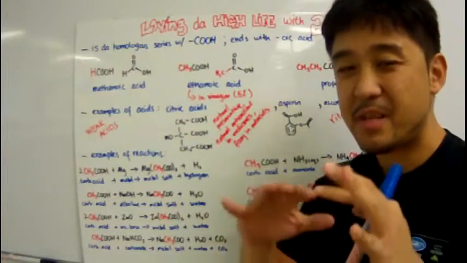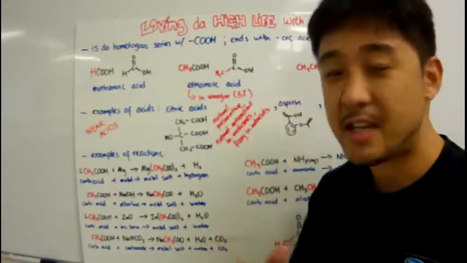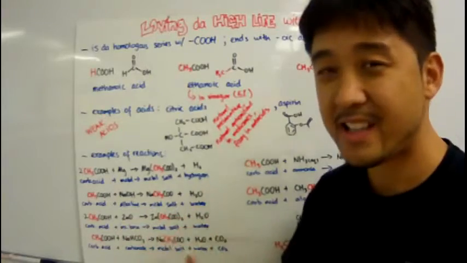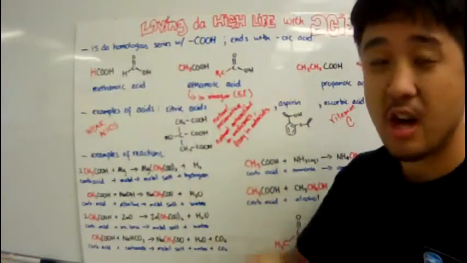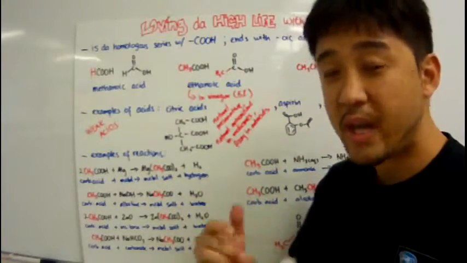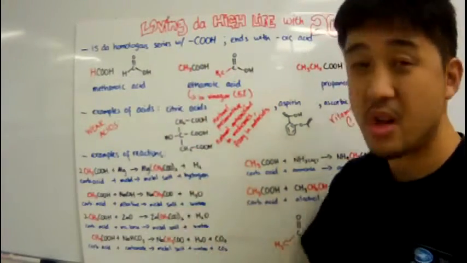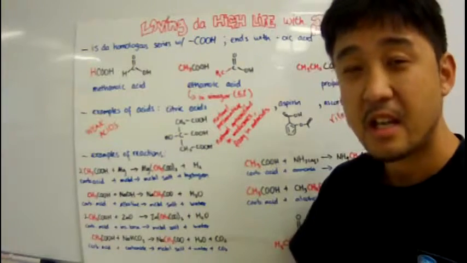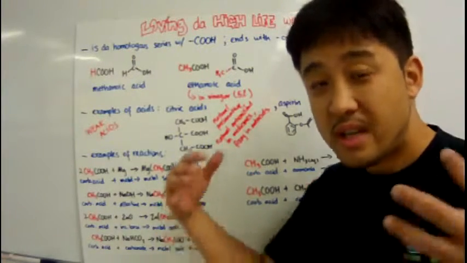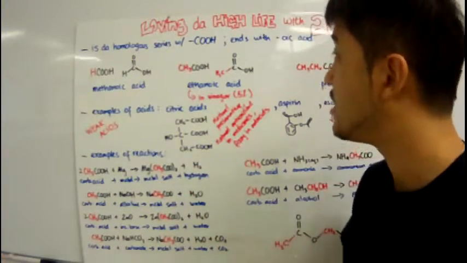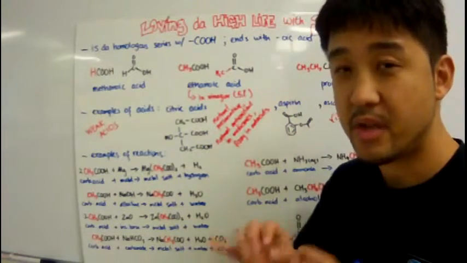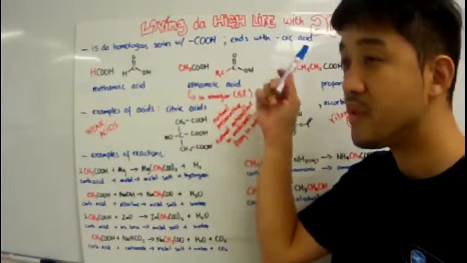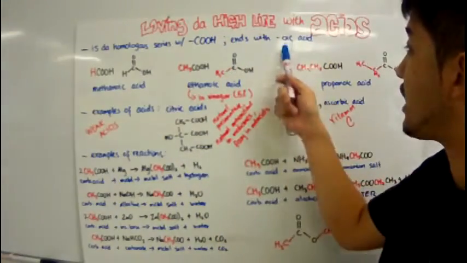Alright, we're gonna be living the high life with acids, and I'm not just talking about any kind of acids. I'm talking about a homologous series of COOH functional group known as the organic acids, otherwise called carboxylic acids. Now all carboxylic acids, with their naming convention, will end with the suffix -oic acid.